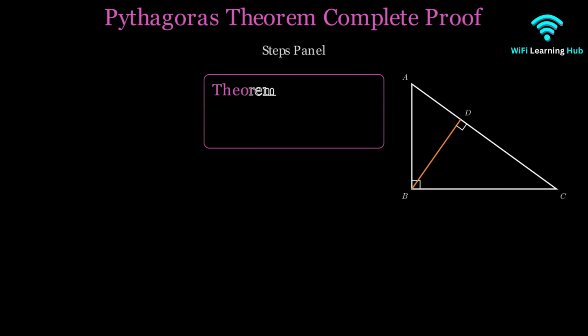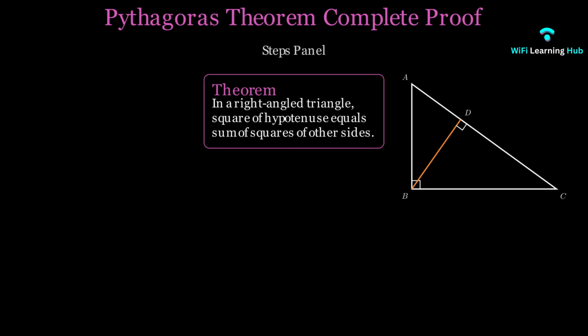The core theorem states that in any right-angled triangle, the square of the hypotenuse is equal to the sum of the squares of the other two sides.